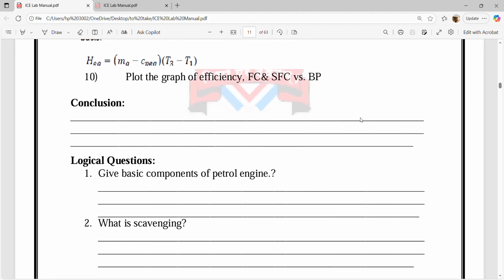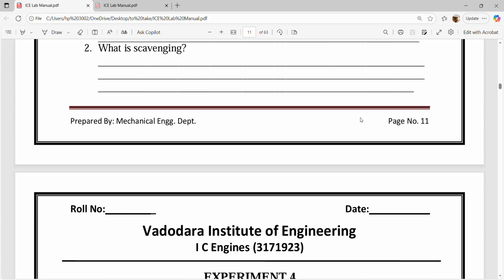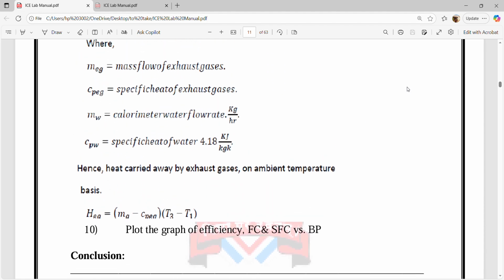Give basic components of petrol engine. What is scavenging? Okay, so this is the experiment 3 of IC engine.